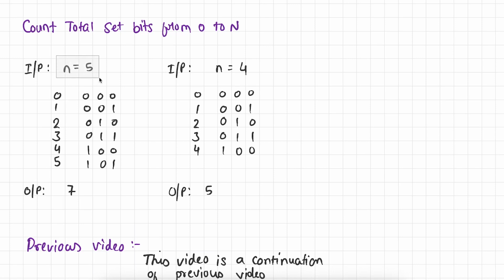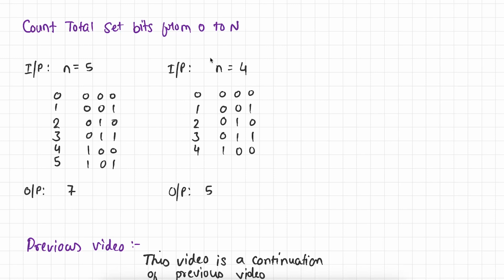Let's say n equals 5 and these are the binary representations of numbers from 0 to 5. You can see there are 7 set bits from 0 to 5. 1, 2, 3, 4, 5, 6, 7. So the output is 7.